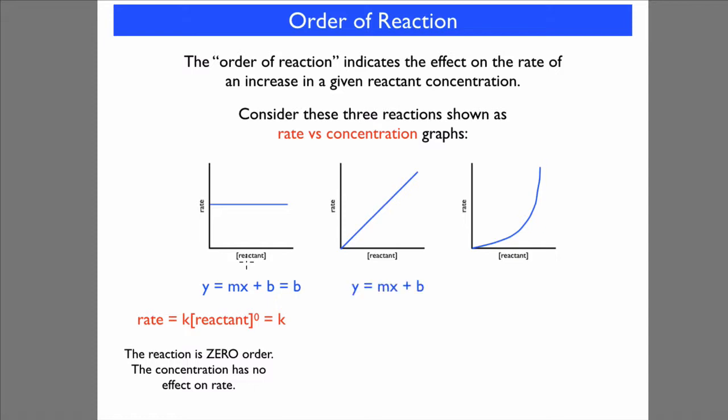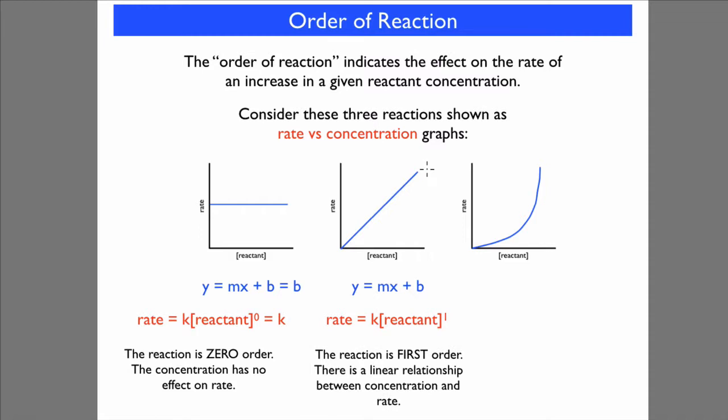In this one, let's just write the equation for the graph out again. We can see here that as the concentration increases, the rate is increasing. So this time, as x increases, y increases. And it does so linearly. So the reaction is first order. There's a linear relationship between concentration and rate.